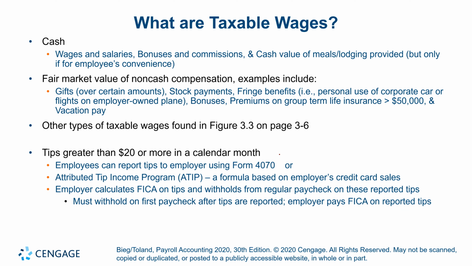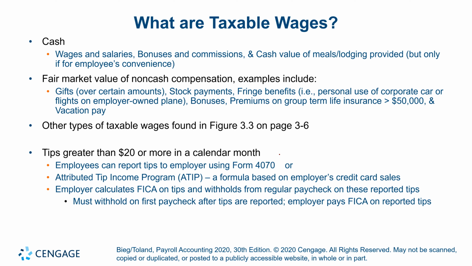And then tips of $20 or more in a calendar month. It shows us an example on the top of page 7, so 3-7, of this form 4070. So employees can report tips to the employer using the form 4070, or the employer may elect to use the attributed tip income program, which is a formula based on the employer's credit card sales.